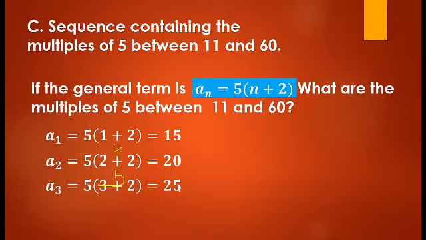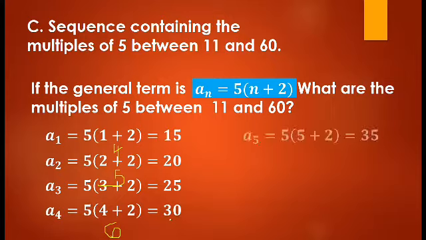Okay. Next, for the fourth term, we have a sub 4 equals 5 times 4 plus 2. 4 plus 2 is 6. 5 times 6 is 30. So for the fifth term, a sub 5 equals 5 times 5 plus 2. So 5 plus 2 is 7. 5 times 7 equals 35. Next, for the sixth term, we have a sub 6 equals 5 times 6 plus 2. 6 plus 2 is 8. 8 times 5 is 40.